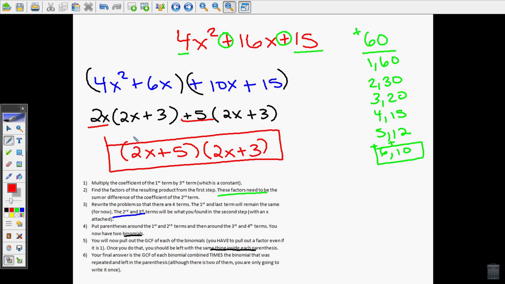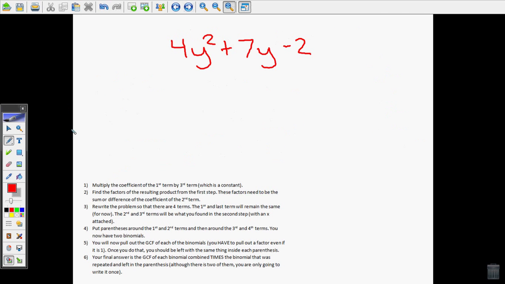2x plus 5 times 2x plus 3 gives us 4x squared plus 16x plus 15. Okay, let me show you another one. So here we're going to do the exact same steps. My first term is 4, my last term is 2, so 4 times 2 is 8.